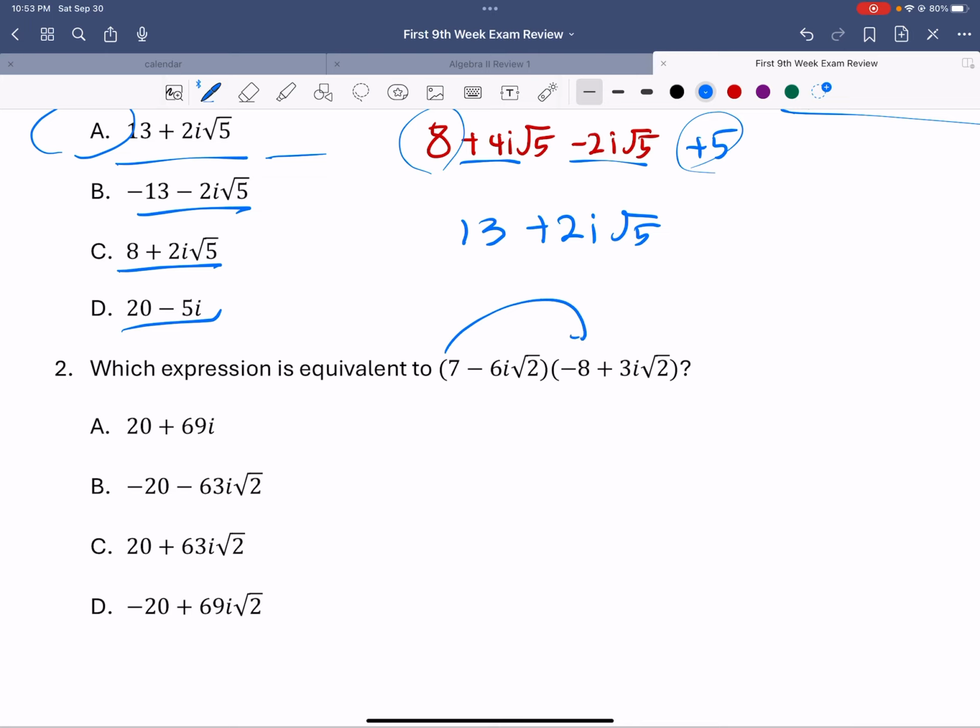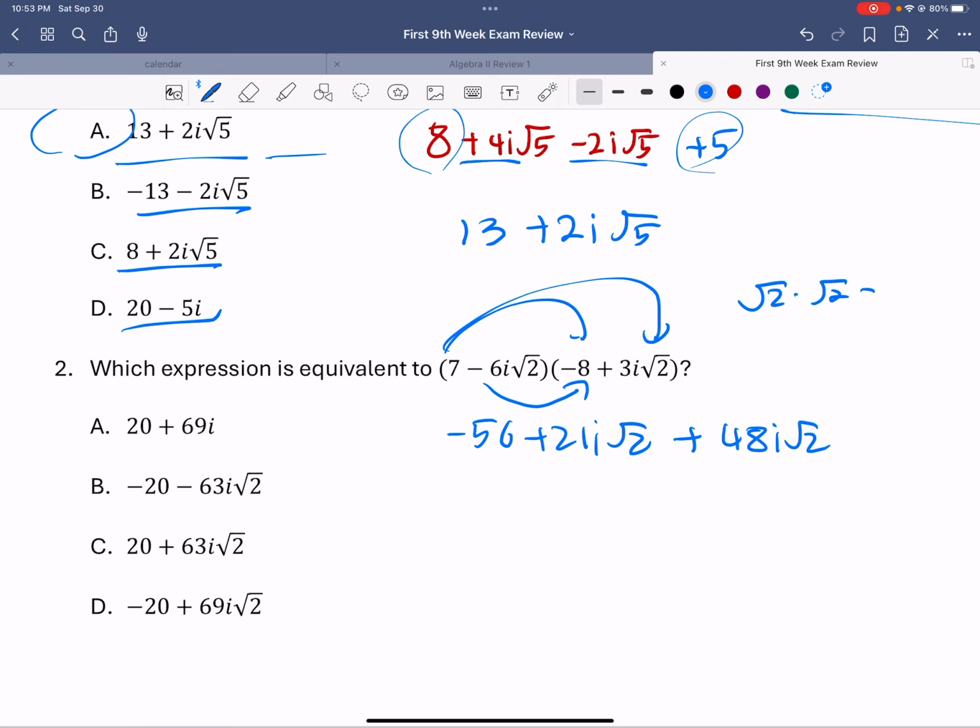7 times negative 8 is negative 56. 7 times this is plus 21i square root of 2. This times this is positive 48i square root of 2. Now here, again, square root of 2 times square root of 2 is positive 2, right?